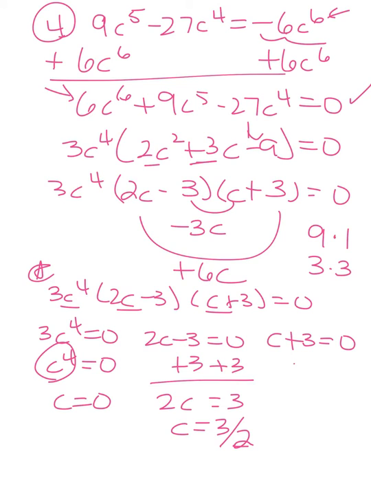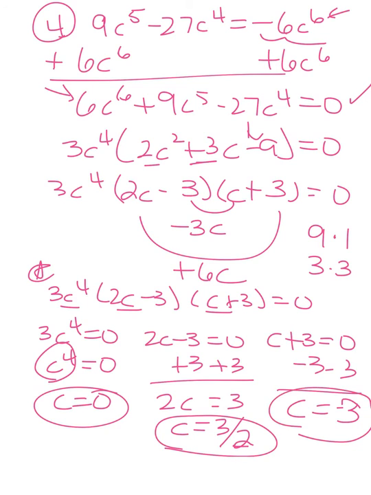And my final solution, I'll just get c by itself. So c is equal to negative 3. So my solutions are c is equal to 0, c is equal to 3 over 2, and c is equal to negative 3.